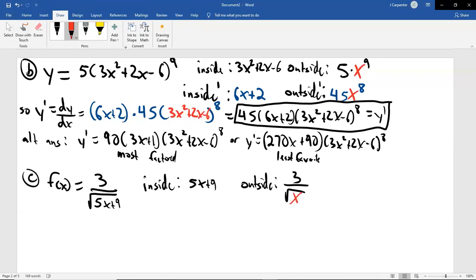Now, when we go to take the derivative of the outside, this is not in a good format. We need to clean this up. So that's 3 over x to the 1/2. This is going to get tedious. Which is 3 times x to the negative 1/2. This is the format we need to be able to take the derivative of the outside.